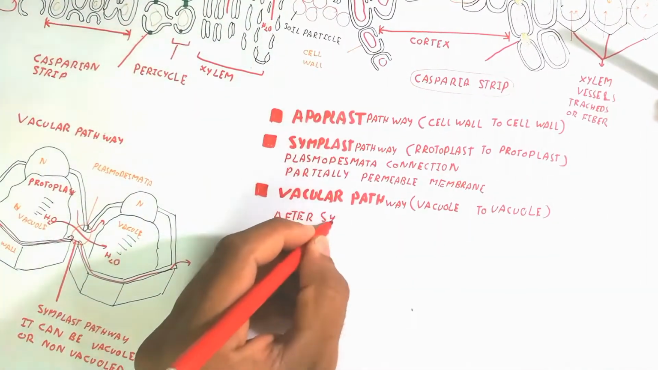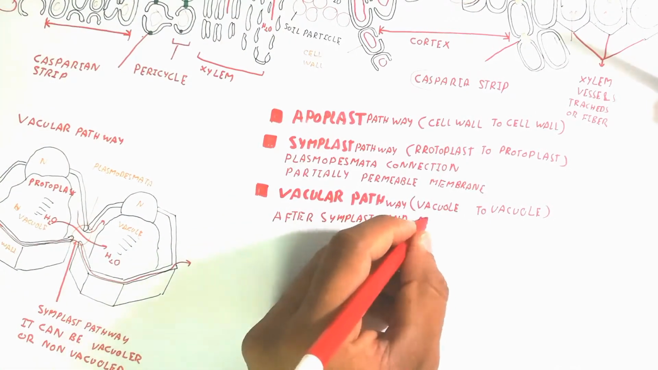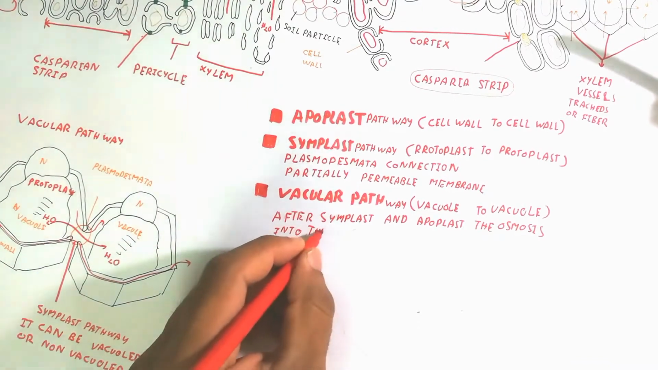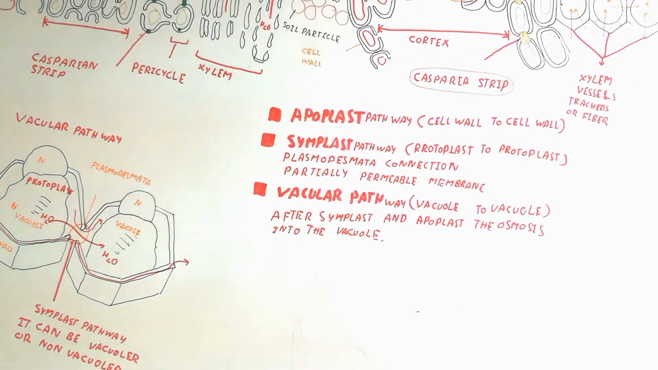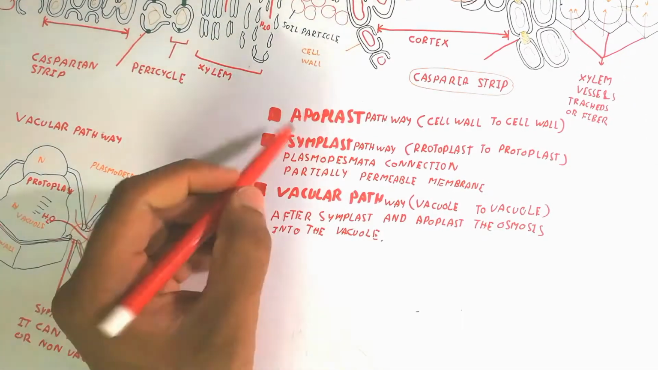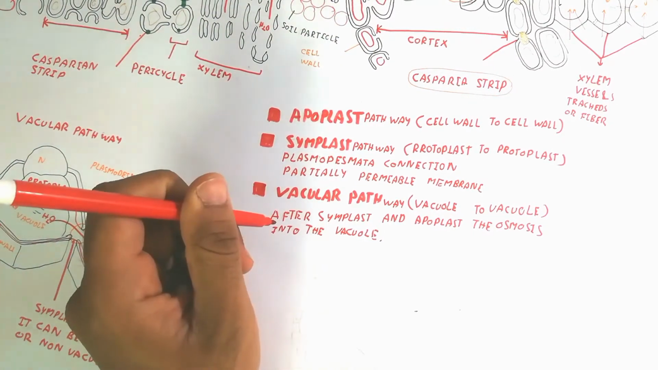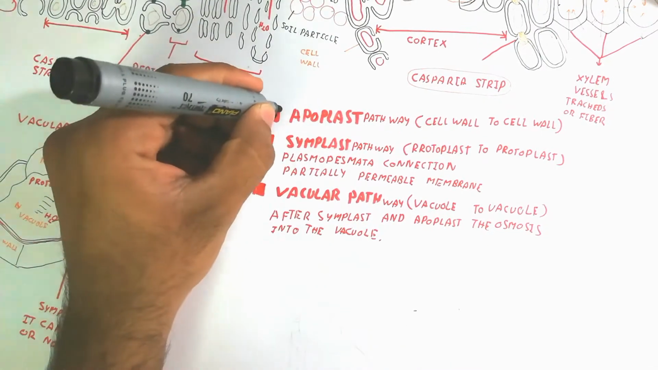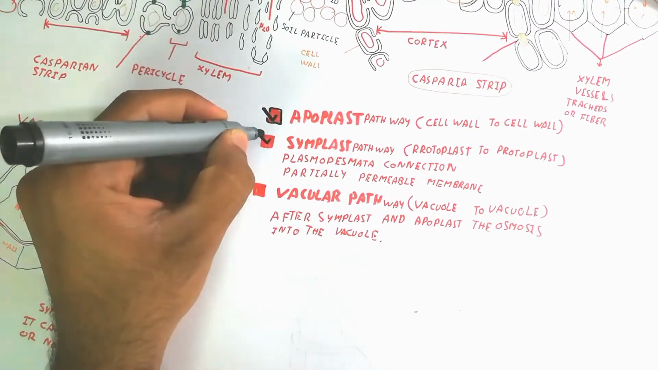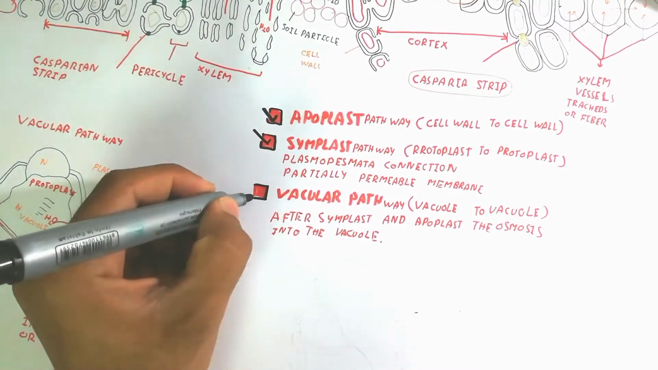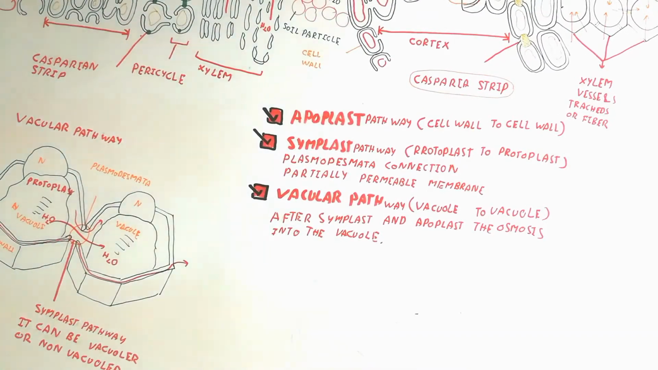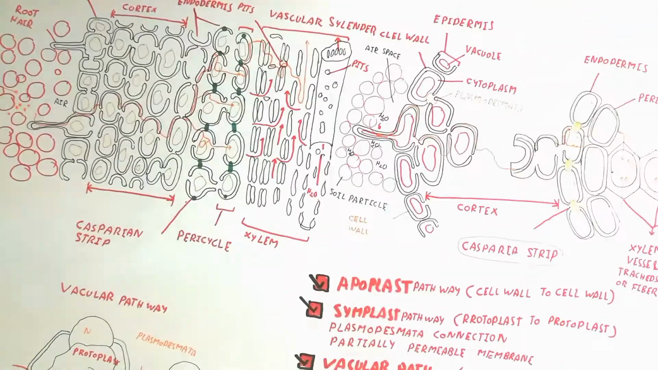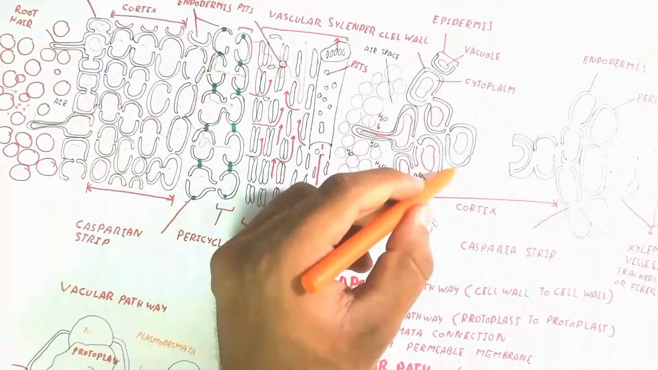So here is the vacuolar pathway. The vacuolar pathway is the vacuole to vacuole movement of water. That is a Symplast pathway. The vacuolar pathway is a sub-branch of the Symplast pathway, and one of its major examples. So we have understood the apoplast pathway, Symplast pathway, and vacuolar pathway. In the vacuolar pathway, after the Symplast, the water can then enter the vacuole.